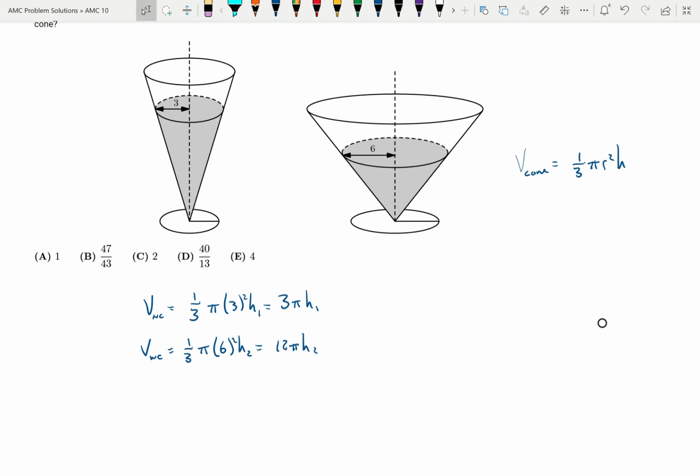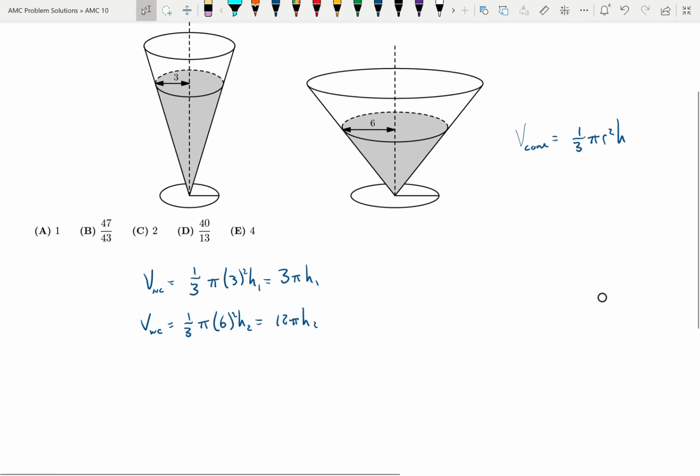So since the volumes are equal, we're told, then it's going to be true that 3 pi h1 is equal to 12 pi h2. Divide both sides by 3 pi and divide both sides by h2, and we get h1 over h2 is equal to 4. So we're going to come back to that. That's going to be helpful.